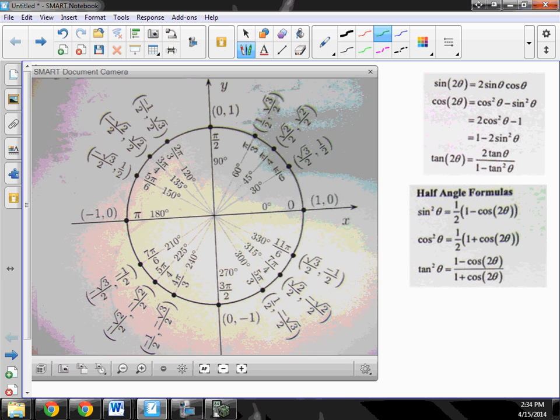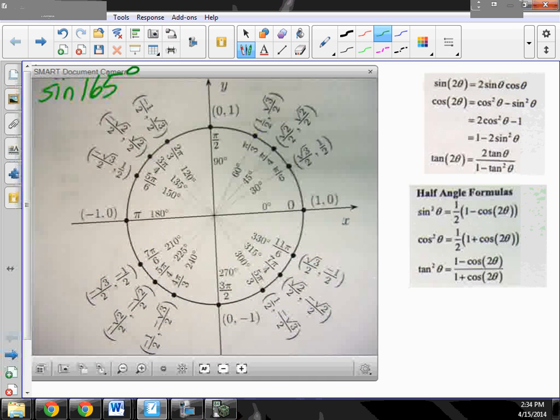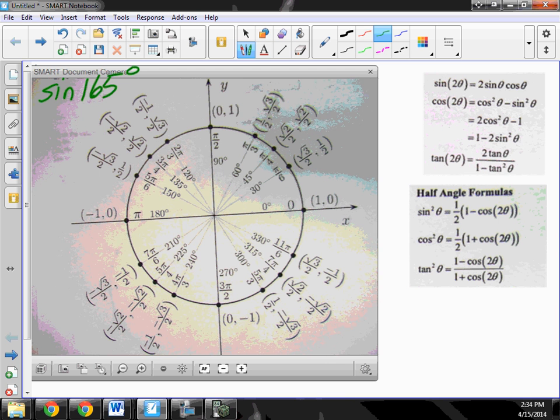So number 6, sine of 165. Now this is one of the few cases today where you're actually finding an angle that's not on the list. So it says use half angle. Could you even use double angle to find this? Is 165 double any known angle on the unit circle? No, because you divide it by 2 and you get 82.5. So we have to use the half angle.